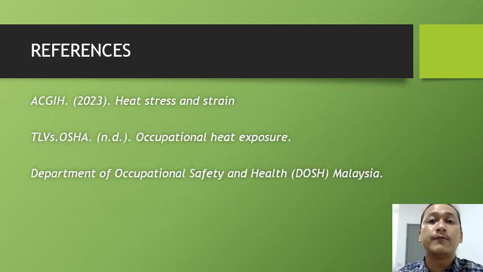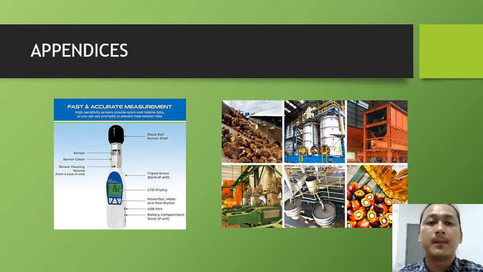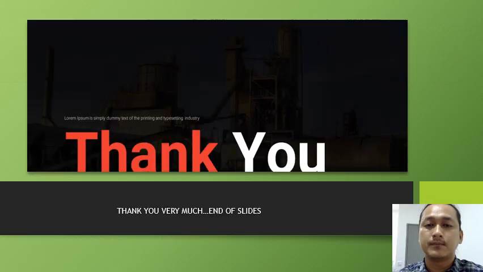So these are the references used in my study, including guidelines from ACGIH, OSHA, and also DOSH Malaysia. While this section shows additional information such as the WBGT diagrams and the production line of a palm oil mill for my presentation. So that's all from me.